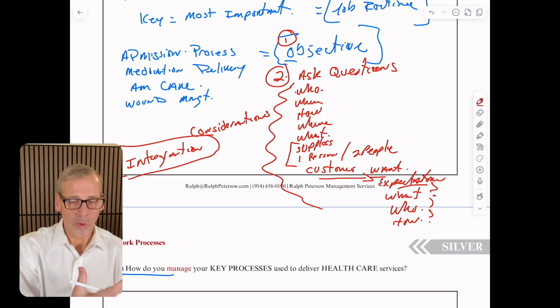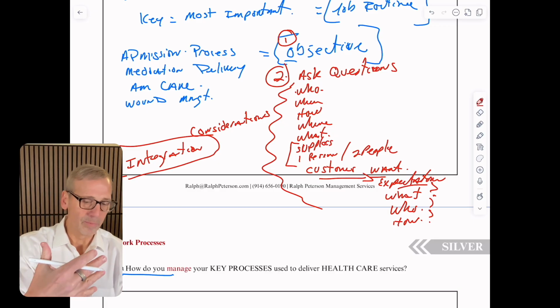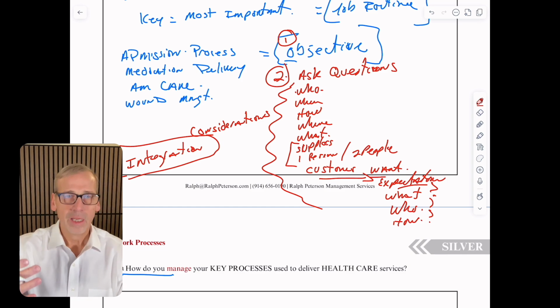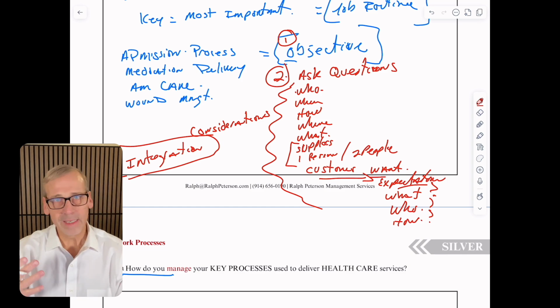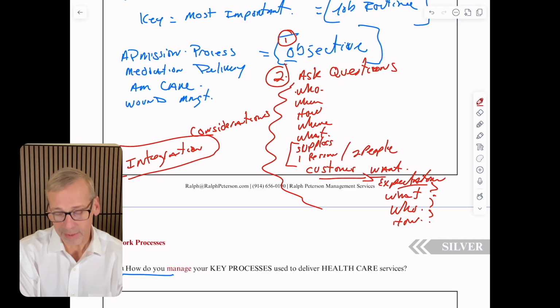Think about this. What a wonderful integration. The CNAs already have the resident in the bathroom getting a shower, so they're naked, and so they can do a skin assessment. No harm, no foul. We're not to inconvenience the resident more than once. What a great concept, right?